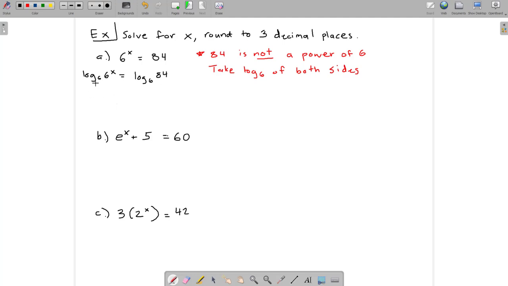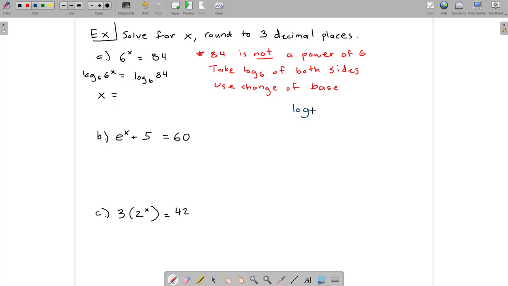So this left-hand side is going to just give us back x, because log base 6 undoes the 6 to the x. And then the right-hand side, we can't use our calculator to solve this quite yet, because most calculators don't have a log base 6 button. They just have log 10 or natural log. So we're going to have to use the change of base formula now. Use change of base so that we can plug it into our calculator.